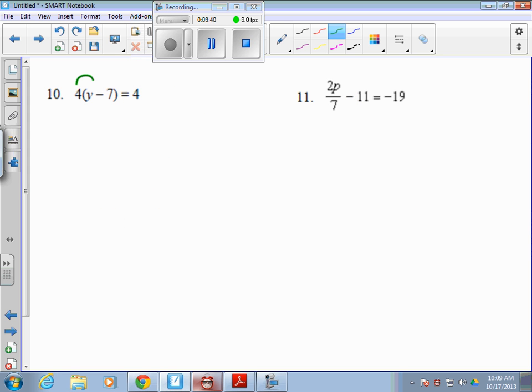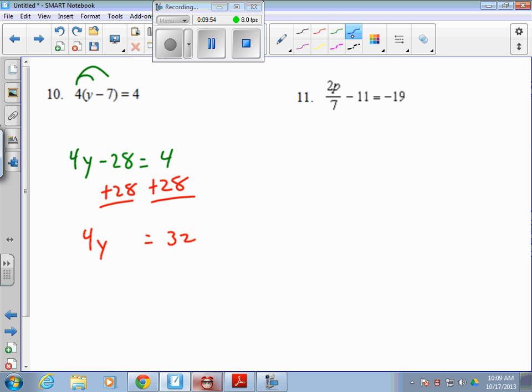You have to distribute 4 times y and 4 times negative 7. Undo minus 28 by adding it to both sides. 4y equals 32. Get rid of 4 times something by dividing it on both sides. Y equals 8.